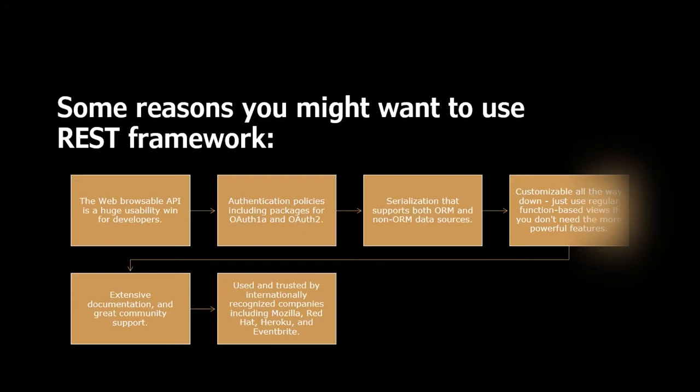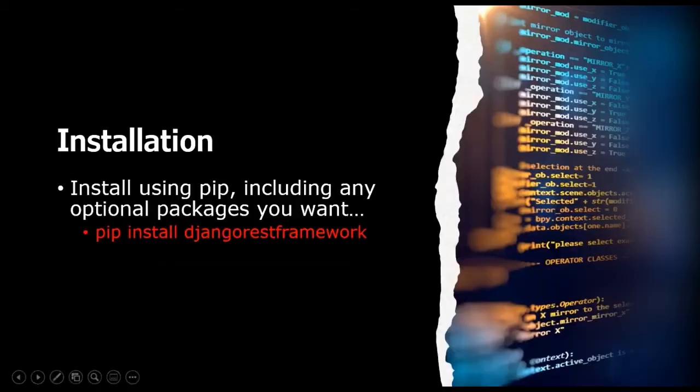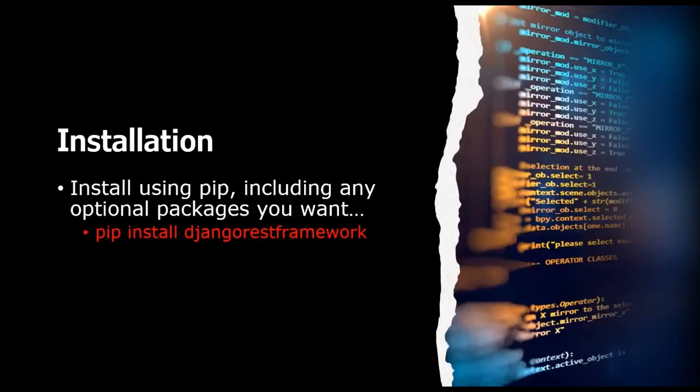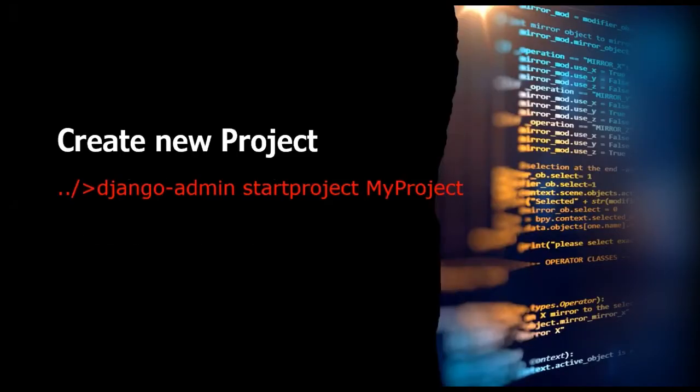Itong REST framework. Okay, so how are we going to install the REST framework in our Django application. For the installation, by using pip, including any optional package you want, just type pip install djangorestframework in our command prompt. So by typing pip install djangorestframework, it will install all the requirements. So after installation, we're going to create our new project.